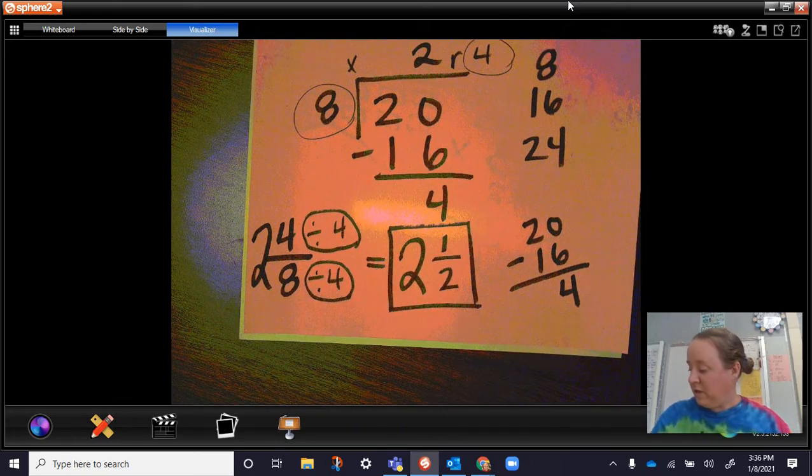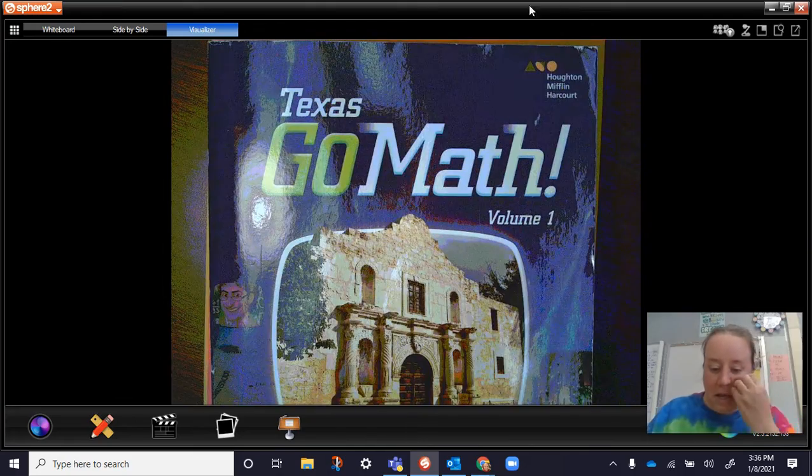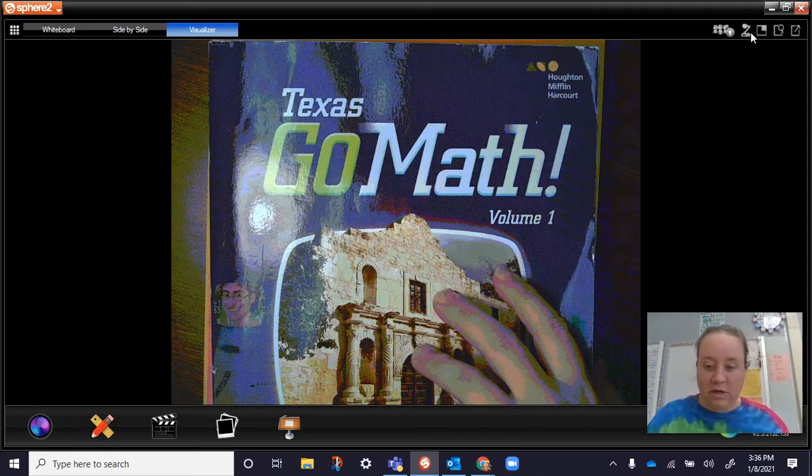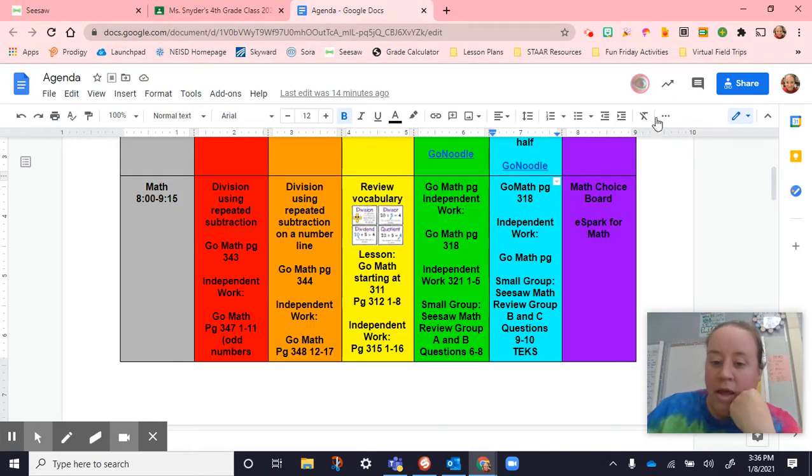So for the rest of the independent work, students did questions 6 through 11. We had just done that number 9 together because we hadn't practiced too much of the fraction, so I wanted to do that one together. So that was what we did in math today. And that whole section was in our volume 1 book. And then let's see, 6 through 11.